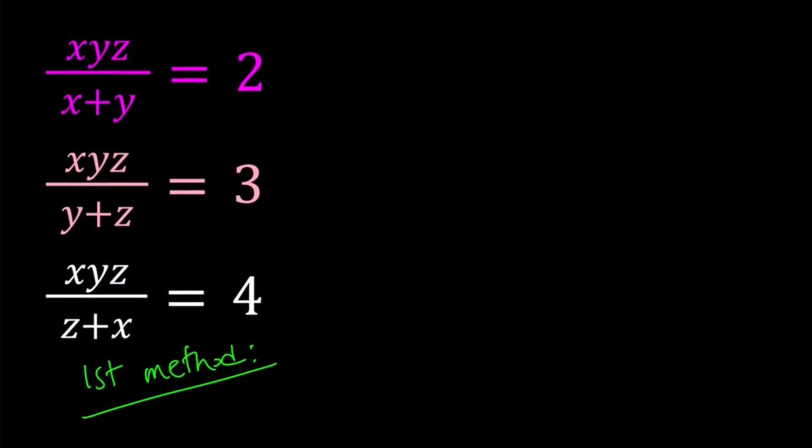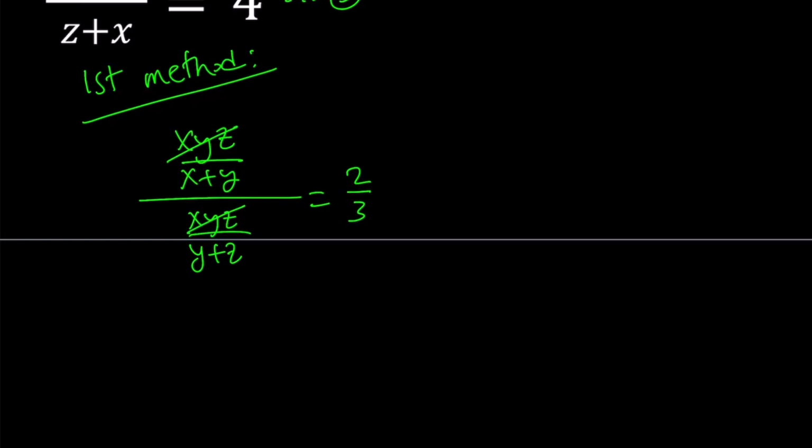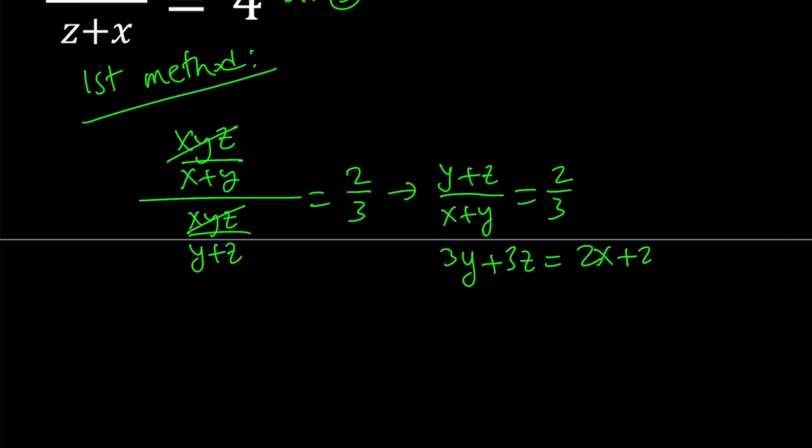For my first method, if you number the equations 1, 2, 3, I'm going to divide the first equation by the second one. So I'll divide xyz over x plus y by xyz over y plus z. And that's going to give me 2/3. xyz is going to cancel out, and we're going to flip and multiply these fractions. That's going to give us y plus z over x plus y equals 2/3. And if you cross multiply here, you get 3y plus 3z equals 2x plus 2y.